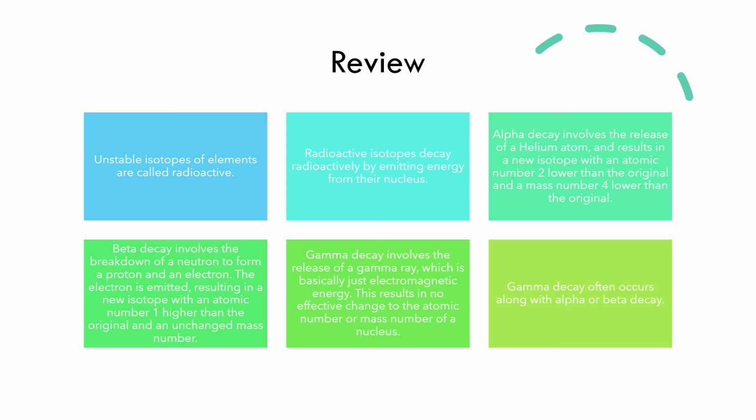Beta decay involves the breakdown of a neutron, which forms a proton and an electron. The electron is released as a beta particle, and the resulting isotope has the same mass number, but an atomic number 1 higher than the original atom. Gamma radiation just involves the release of gamma rays, which are a form of electromagnetic energy. Basically, gamma radiation is a release of energy that usually occurs alongside alpha or beta radiation.